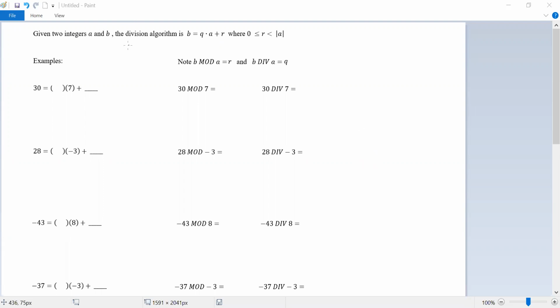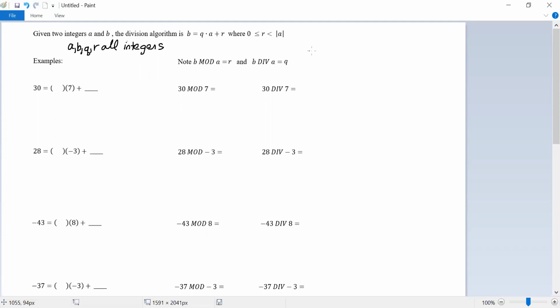So the division algorithm, first of all, requires all integers. So A, B, Q, R, all are integers. If I start with two numbers, A and B, the division algorithm tells me that B is equal to Q times A plus R, where R has the special condition that it must be either positive or zero, and it must be less than the absolute value of A.